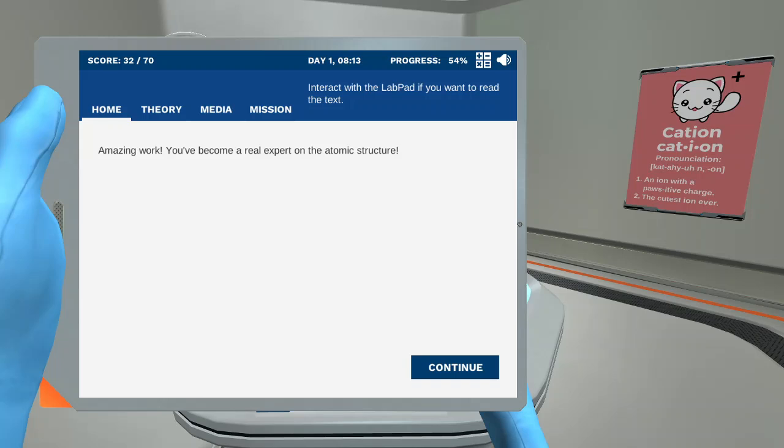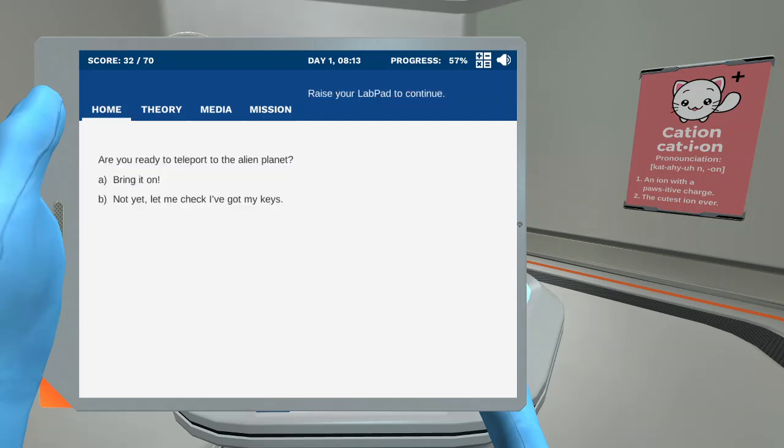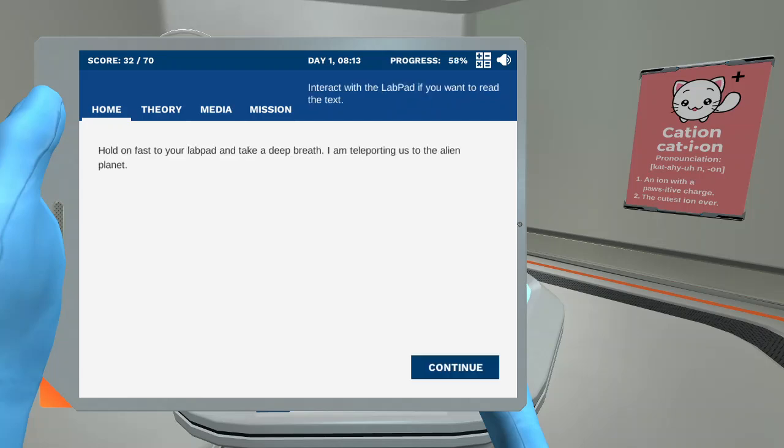Amazing work! You've become a real expert on the atomic structure. You know what? I think you are ready to use your knowledge of atoms, ions, and isotopes. Are you ready to teleport to the alien planet? Hold on fast to your lab pad and take a deep breath. I am teleporting us to the alien planet.